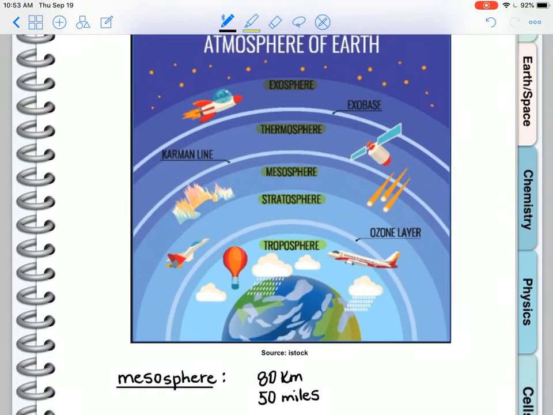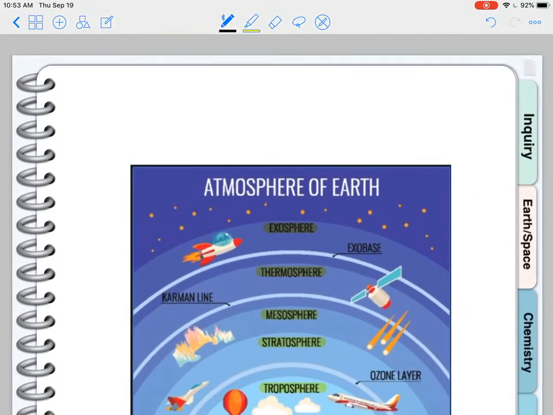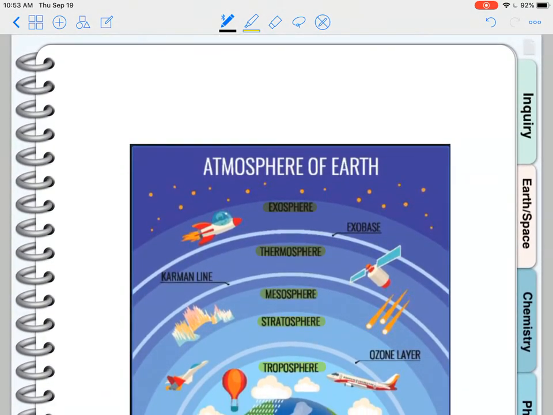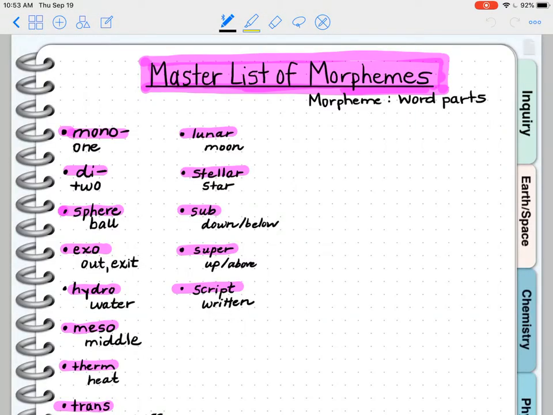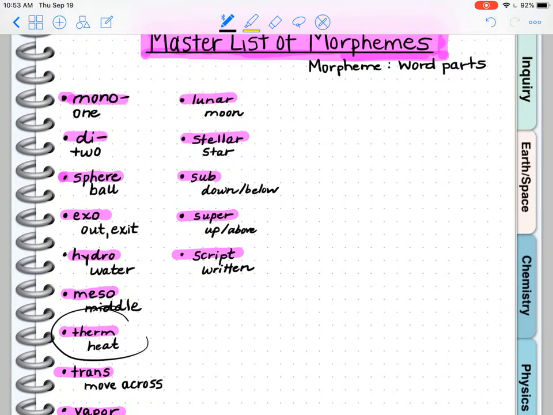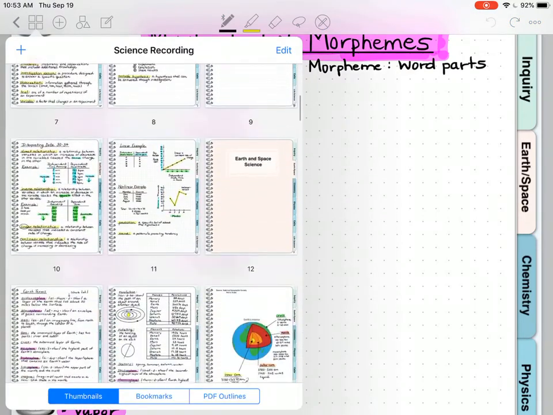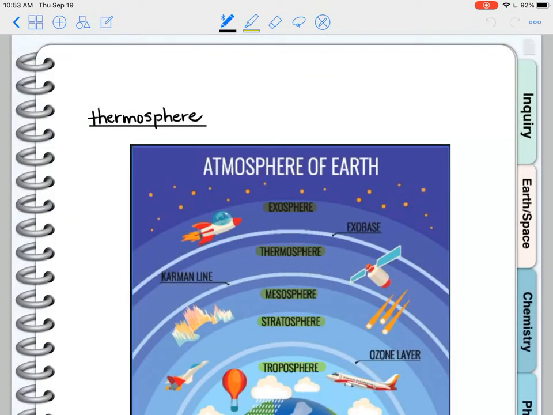And then as we keep climbing above the mesosphere, we'll talk about the Kármán line in just a minute. Let's go ahead and get thermosphere. And I can't remember if we added therm to our morphemes list or not. So I'm going to check that, because if we didn't, we need to. So let me go back over here to my list of morphemes. And let's look for therm. Yes, right there it is. So it's already on there. Therm means heat. So this layer is the heat ball. Therm is heat, sphere is ball.